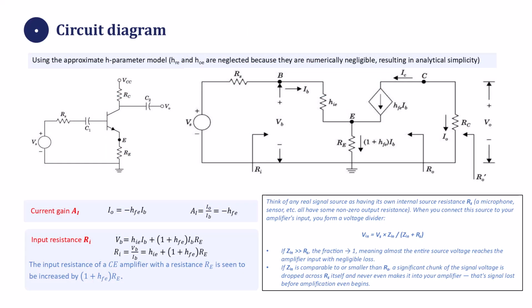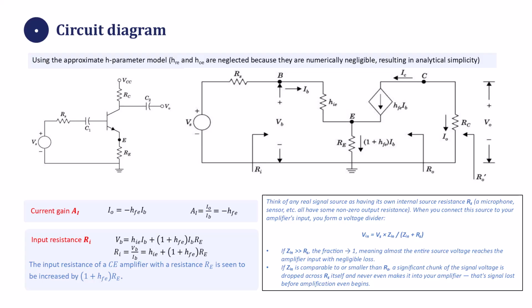Here's the circuit we'll analyze: a common emitter amplifier with an unbypassed emitter resistor Re biased using R1 and R2 with coupling capacitors C1 and C2. On the right, you can see its small signal equivalent circuit built from the approximate H-parameter model. We neglect HRE and HOE here because both are numerically negligible, and dropping them keeps the analysis much simpler without any meaningful loss of accuracy.